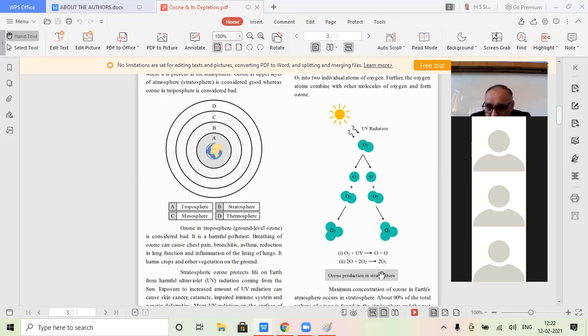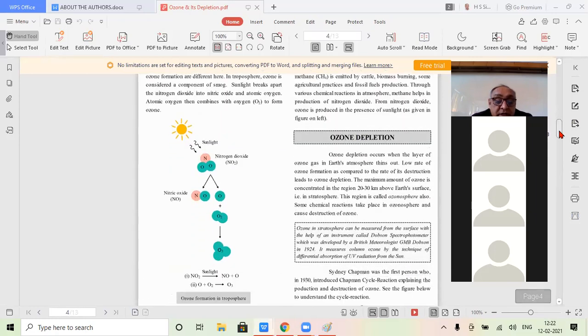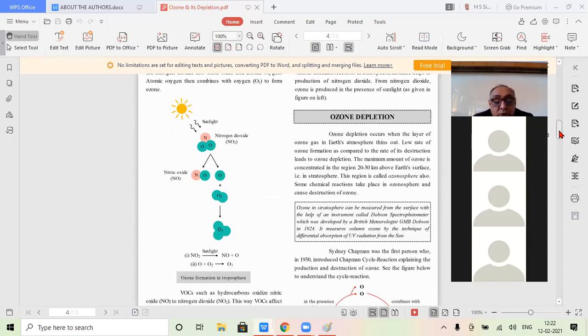That is how ozone is naturally formed. So this is one point. Please note it, otherwise you will find it difficult. And the second point which I am telling you here is the stratosphere.